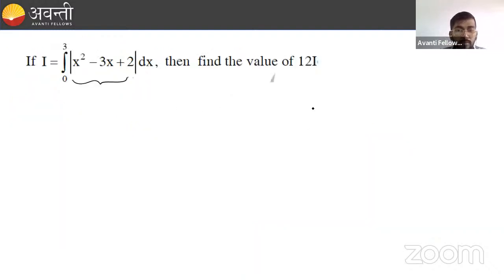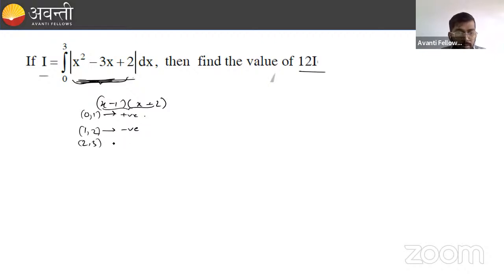So now in this question, we have to find, see, I is given as integration of something. Now we have to find 12I. In these types of questions where modulus is involved, we need to separate. First of all, see, x square minus 3x plus 2 can be written as x minus 1 into x minus 2. Here you can see that for 0 to 1, the sign is different. If x lies between 0 to 1, this becomes positive, right? For 1 to 2, this becomes negative, and for 2 to 3, this again becomes positive. So this is the sign change when the interval changes. Therefore, we will solve it in each interval.